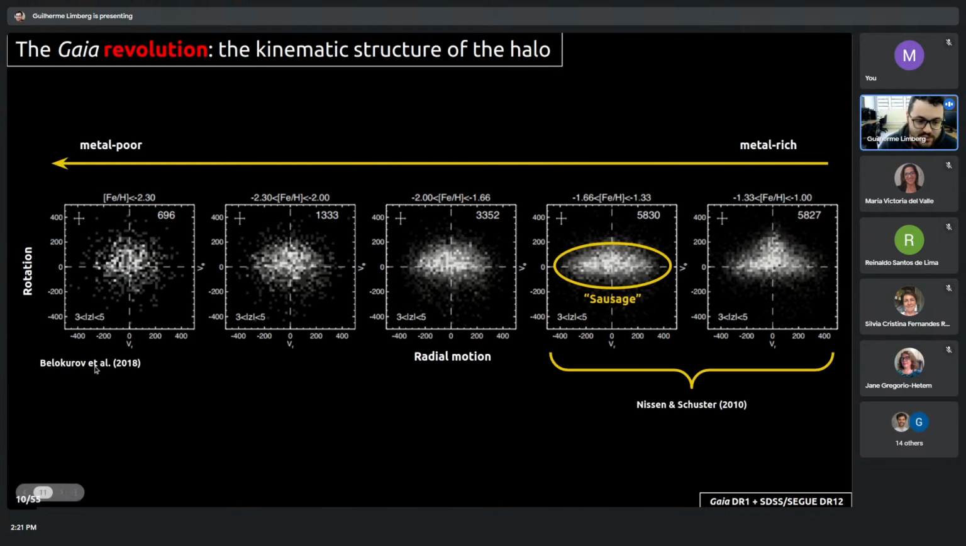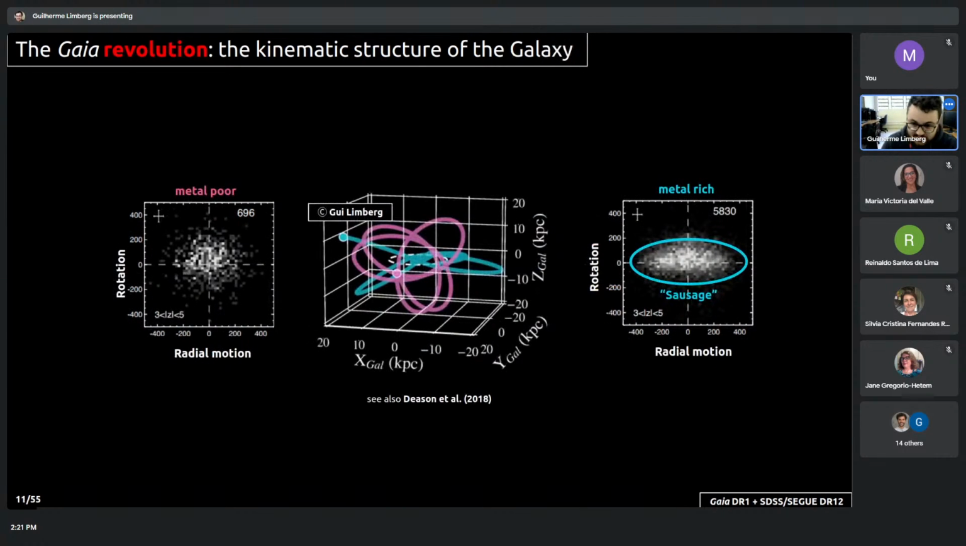And what we can see is this sausage shape, or sausage, in the words of the authors, by Belokurov in 2018. You can see that this distribution of velocities is very similar to a sausage shape. And just so you can envision what kinds of motions these stars have, in cyan here I have the orbit of a star very typical of the sausage structure. You can see that the orbits of these stars from the sausage are very eccentric. They have very high eccentricities in comparison to stars from the metal-poor portion of the halo, which have more circular motions.